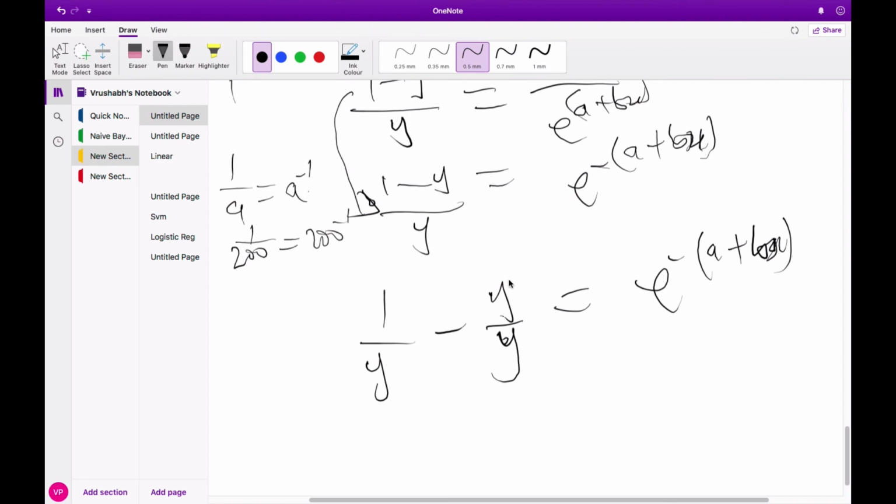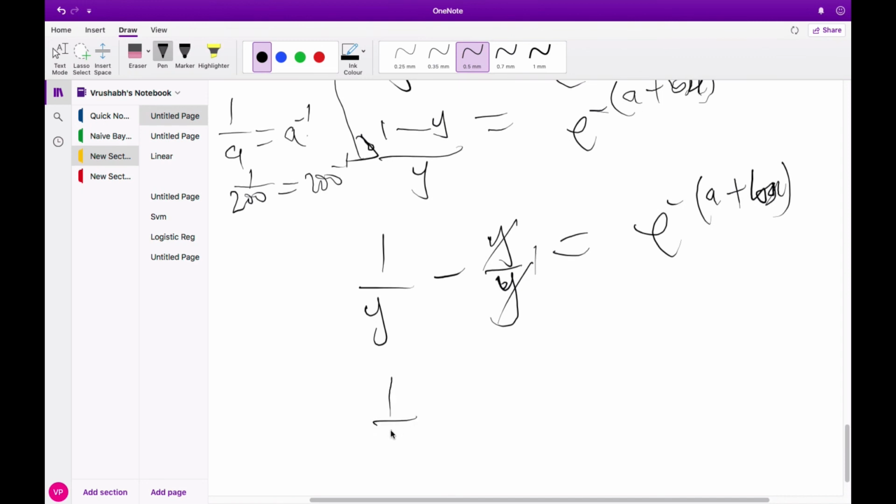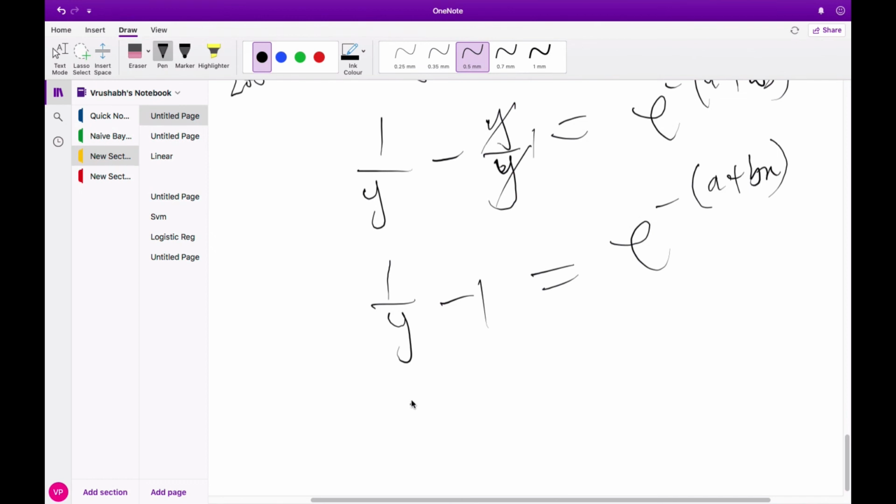Now if we do this, we can see that y over y is going to give us 1. So if we write it again, we're going to have 1 over y minus 1 equals e to the negative (a plus bx). We're going to have something like this. Now let's try and take this minus 1 to that side. Now what is going to happen is that we are going to have 1 plus, remember, if we take a negative to this side, it's going to be positive.